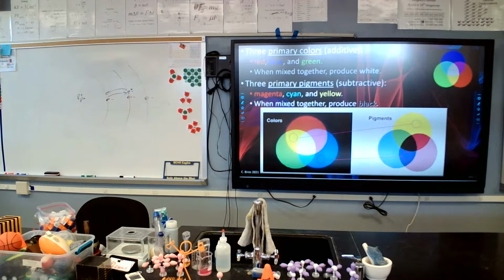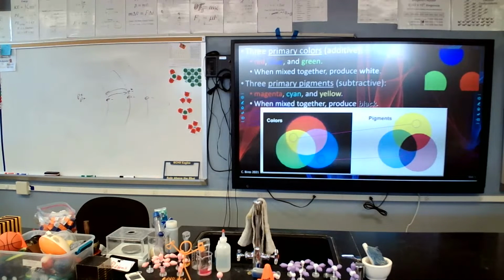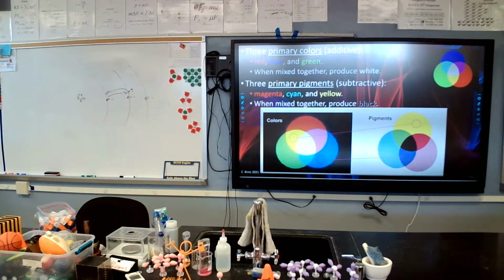So there are these subtractive colors. You put the subtractive colors together, you get black. Put the primary colors together, you get white. Pretty neat. Okay. Questions?